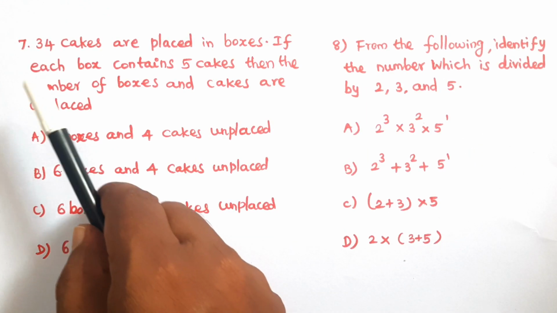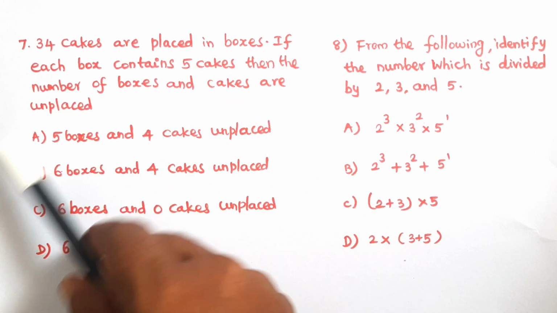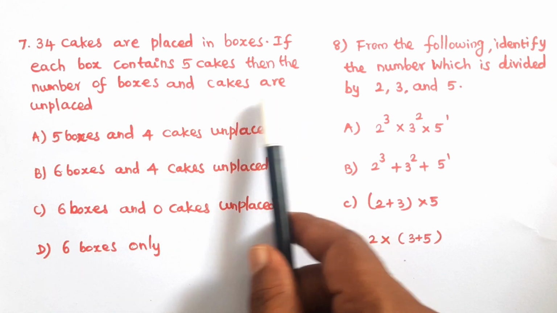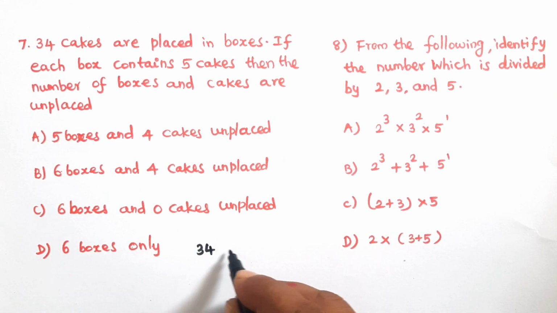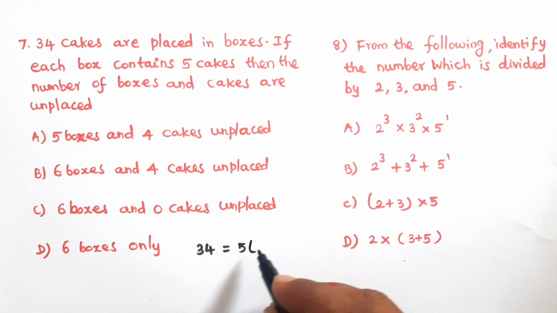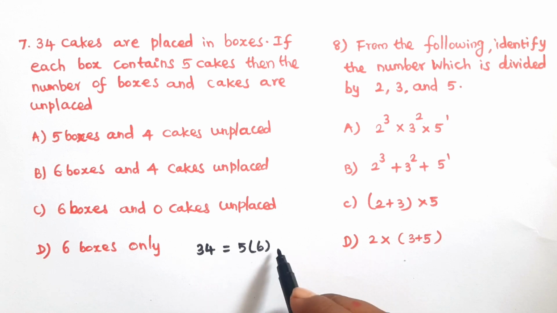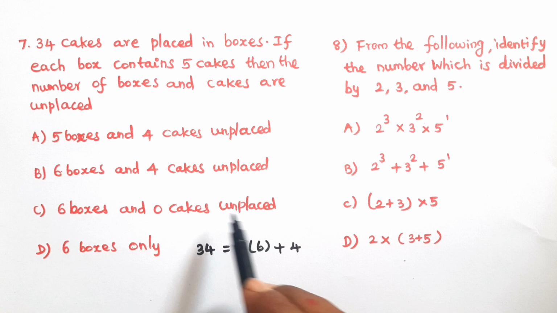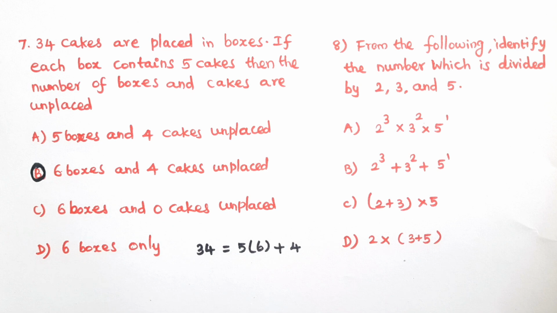Next, question number 7. 34 cakes are placed in boxes. If each box contains 5 cakes, then find the number of boxes and the cakes unplaced. Total number of cakes is 34. In each box we place 5 cakes. So 6 boxes are needed. 5 into 6, 30 cakes are placed, remaining 4 cakes. So 6 boxes and 4 cakes unplaced. Option B is the correct one.